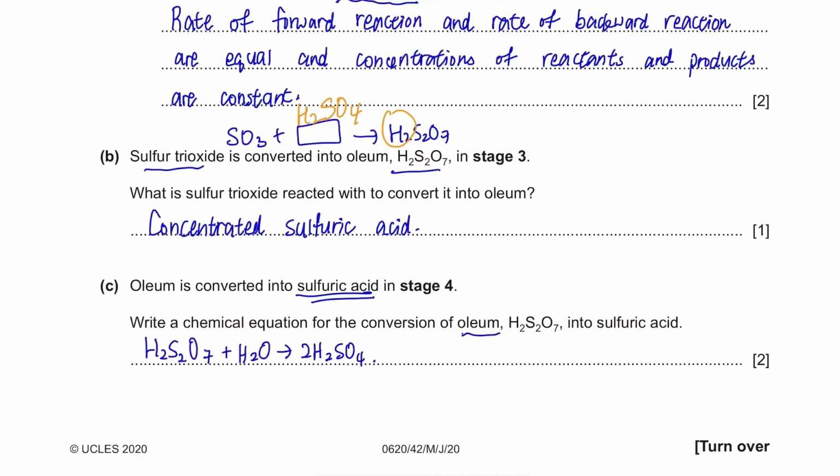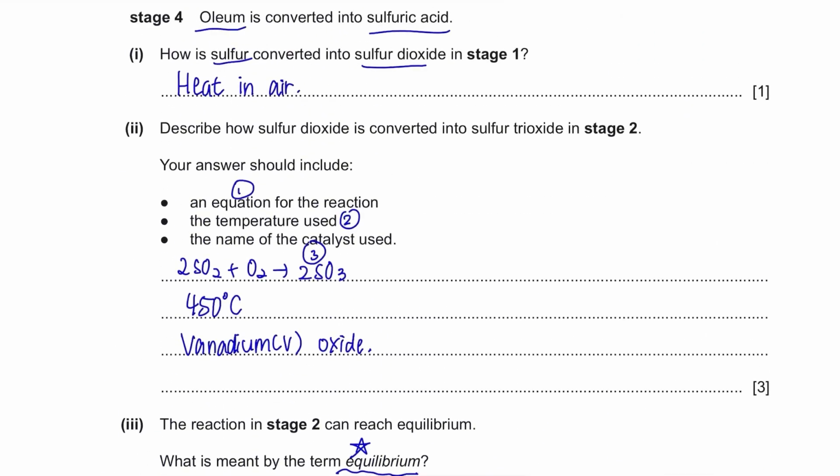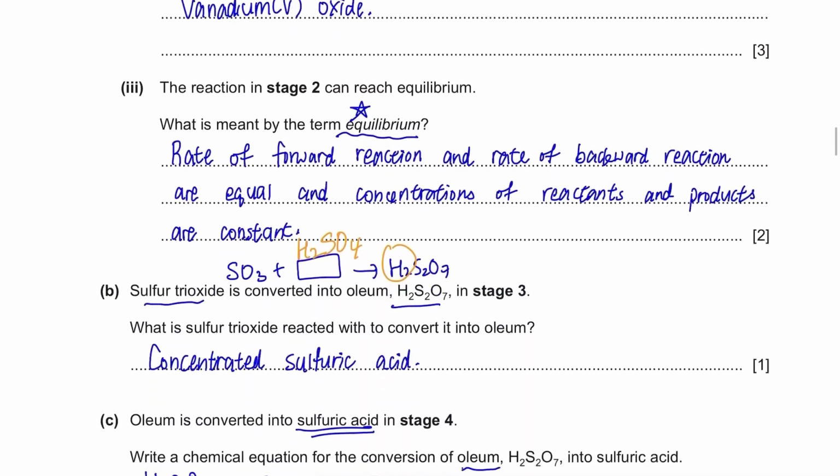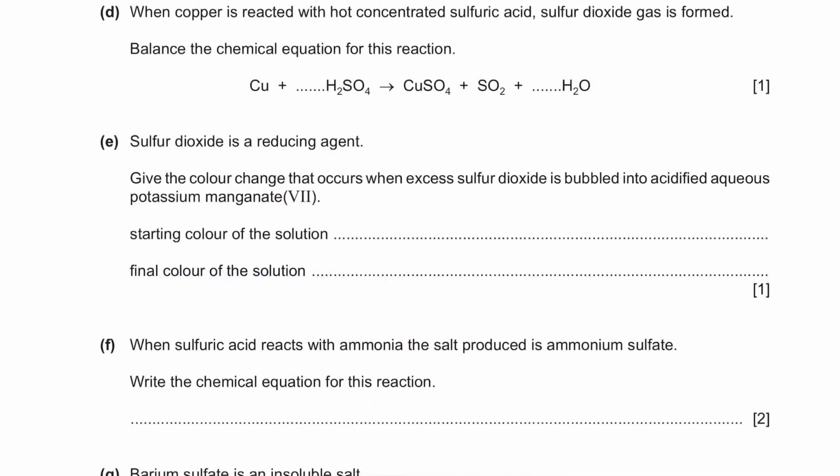Make sure your equation is balanced, and you can see that this whole question is about manufacturing sulfuric acid, so make sure you know the content thoroughly. Part D. When copper is reacted with hot concentrated sulfuric acid, sulfur dioxide gas is formed. Balance the chemical equation for this reaction. A simple question, just balance it.